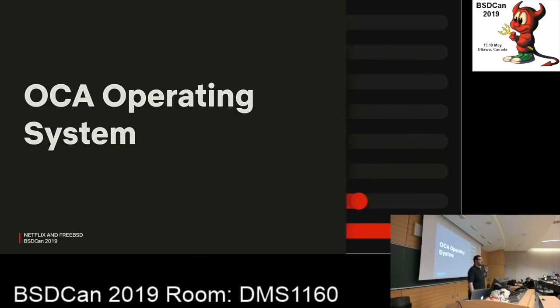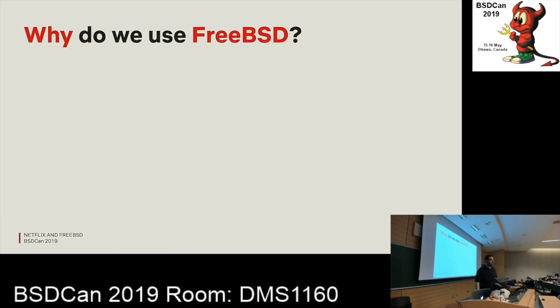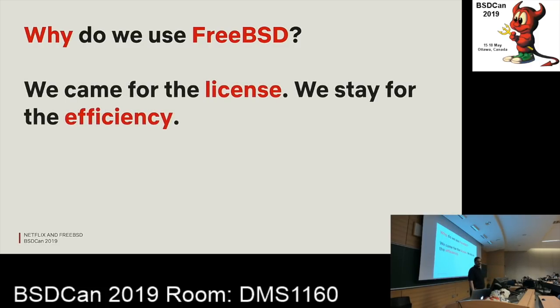So let's move on to talk about the operating system for a minute. The operating system is a lightly customized version of FreeBSD Head. One of the questions that I get asked regularly is, why do we use FreeBSD? My answer is that we came for the license, but we stay for the efficiency. I wasn't here when we chose this operating system, but I've been told by the people who were that we originally chose it because of the license, the permissive BSD license. That's the reason we started off using FreeBSD, but we stay because of the efficiency.